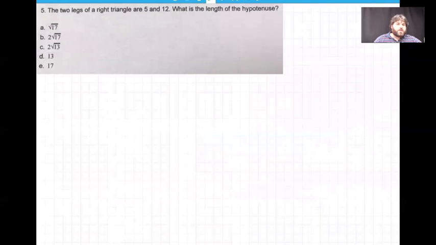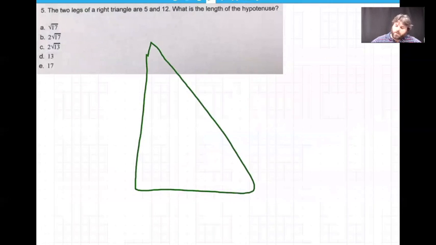All right, next question. The two legs of a right triangle are 5 and 12. What is the length of the hypotenuse? All right, so first off, it says we got a right triangle. The legs, remember the legs are these sides here, 5 and 12, and we want to know what the length of the hypotenuse is, right? We should know this answer immediately right now. If you remember your special Pythagorean triples, the answer is given to you.